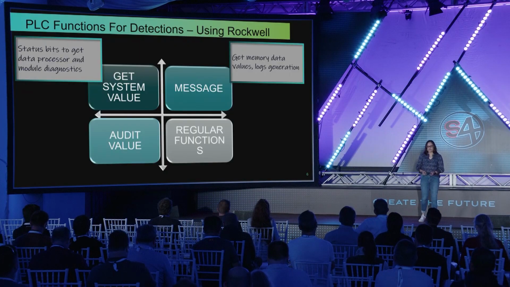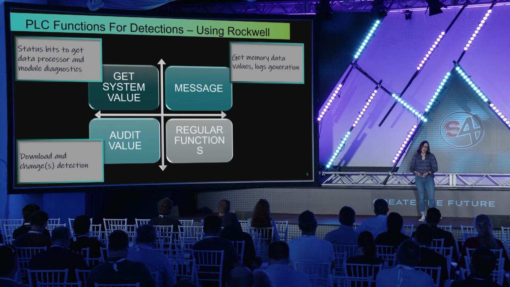We have the message, and that is to get the memory data from the processor. It also creates logs, and we also use that function for communicating between different PLCs, different brands of PLCs. And then we have the audit value. The audit value is actually a built-in function in Rockwell that detects download changes, it detects the key switch, it detects several things and then puts it in a log. But that one changes depending on the version. Version 20 is kind of old, and sometimes you have to work around a little bit.